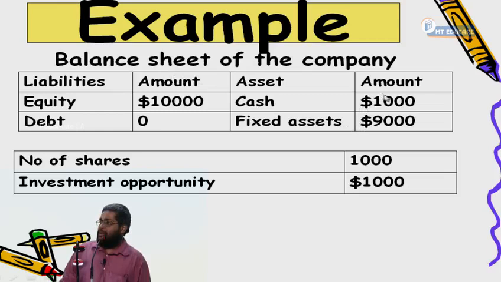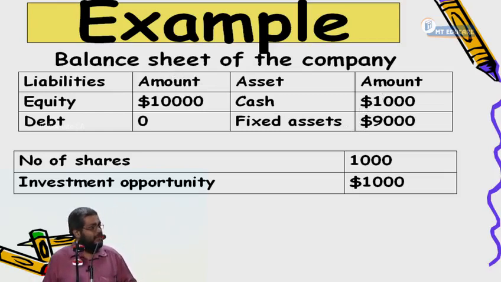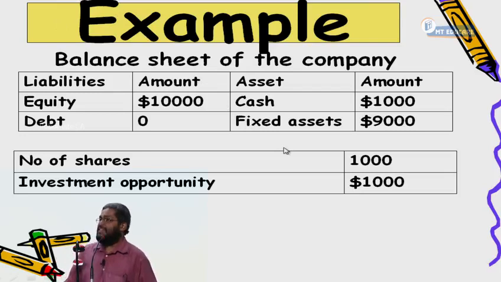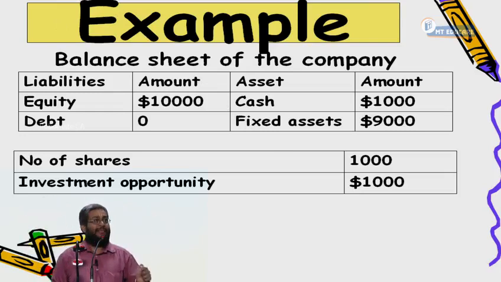Cash is the money in my bank account or in marketable securities. Liquid cash. Only call it cash. How many dollars? $1,000. What is this $9,000 fixed asset? I take my accounts book. All assets I will be having by balance carried down.